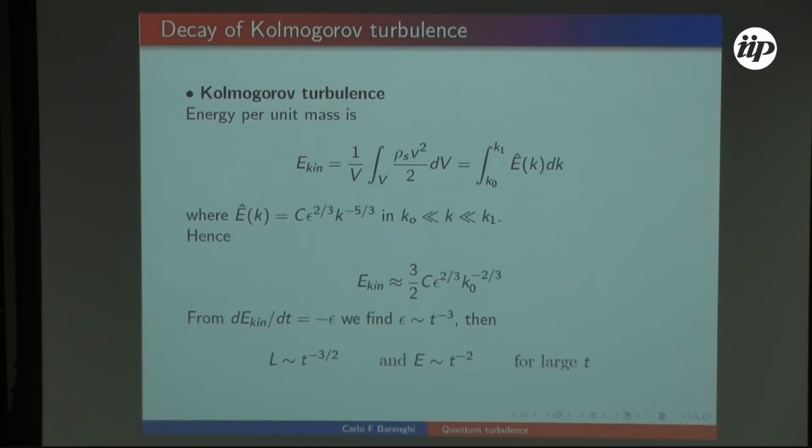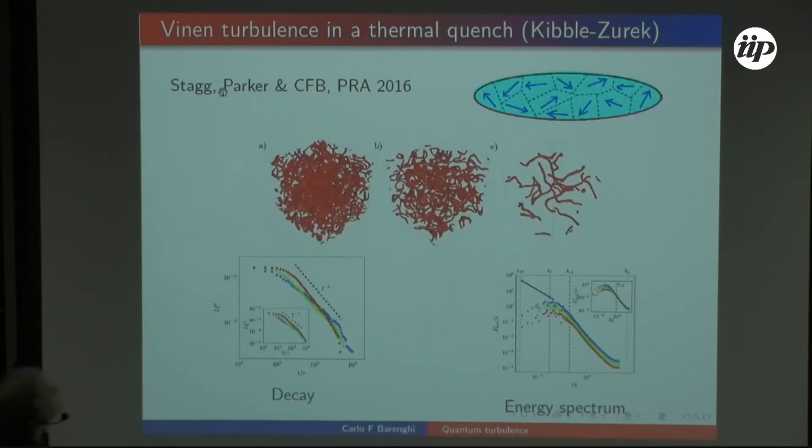And the different scaling for the Kolmogorov turbulence, which is what we see in liquid helium, simply comes from using the same definition and looking at the decay. So we imagine that the dissipation changes. So epsilon, the energy dissipation, changes with time, goes like t to the minus 3, and then you can recover a decay for the vortex length and the decay for the energy.